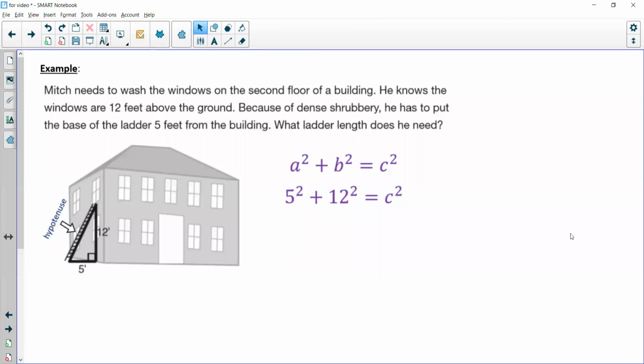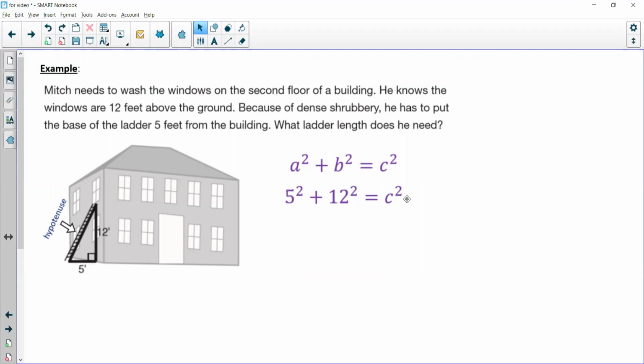So now let's look at the examples. On your notes page, there's an example showing a house with a ladder leaned up against the house. The ladder represents the hypotenuse because it's the longest side of a right triangle. That means if we were to plug in the numbers for A and B, we would get 5 squared plus 12 squared equals c squared.